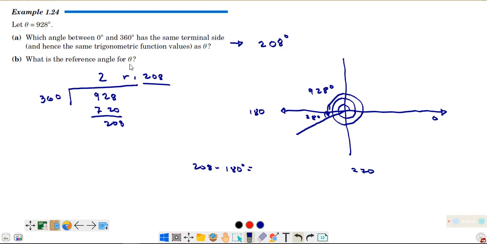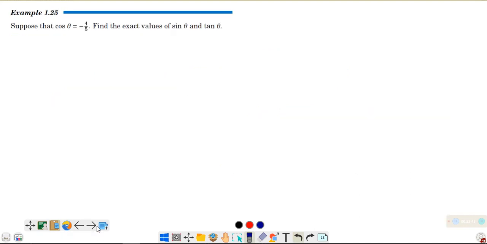What is the reference angle for theta? So, the reference angle for theta is the difference between 208 and the nearest x-axis. In this case, ang nearest na x-axis natin ay yung negative x-axis, which has 180 degrees. So, 208 minus 180, you will end up with 28 degrees. So, this is the answer for example 1.24. May isa pa ba? Ayan.